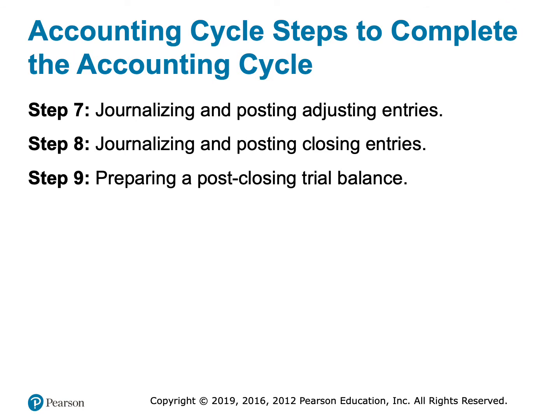So now the last three steps that we need to do, we're going to cover here in Chapter 5. We're going to journalize and post those adjusting entries that we've recorded in that adjustments column of the worksheet, but we haven't actually written the journal entries in the journal yet and posted them to the T accounts. Then we're going to do the closing entries and prepare our third and final trial balance, the post-closing trial balance.